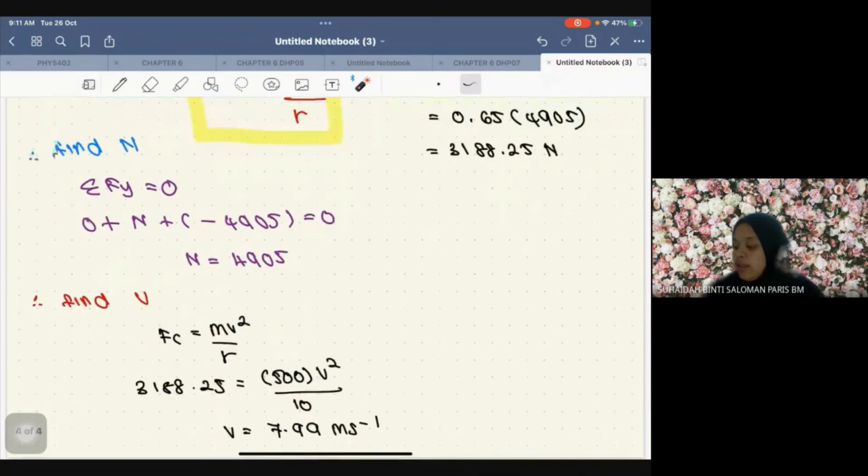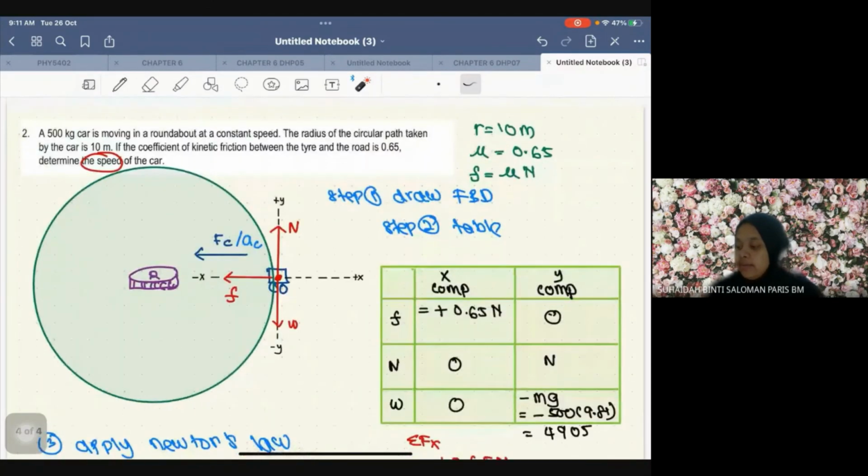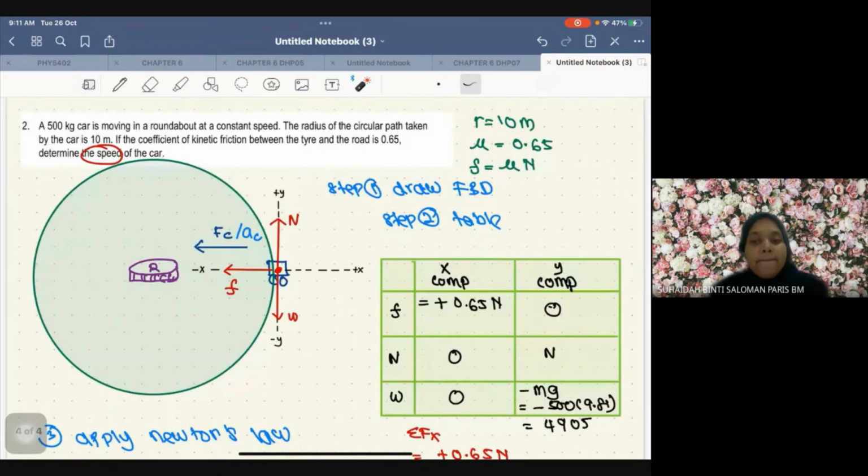Okay, ada soalan? Any questions? Sebelum saya masuk untuk case seterusnya, horizontal circular motion yang seterusnya.